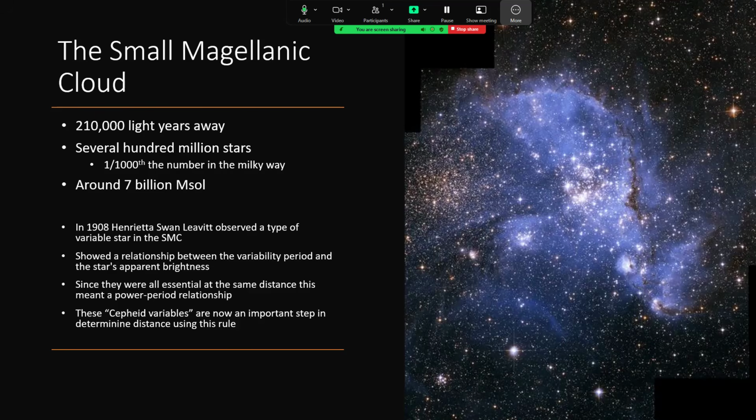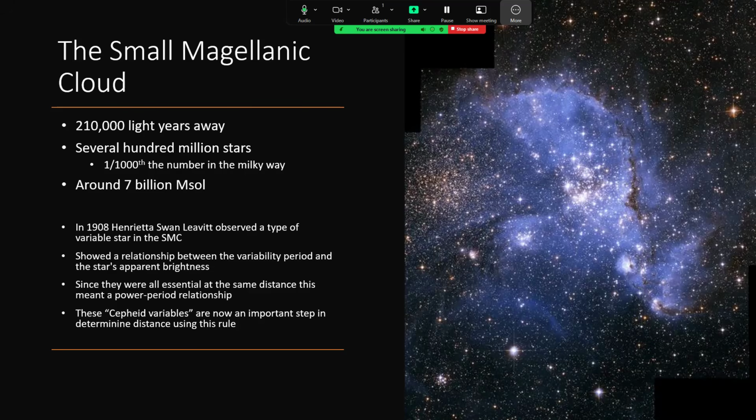But what's more interesting is that when you're looking at the stars, the cluster variables in the small Magellanic Cloud, they're all 210,000 light years away, plus or minus a fairly small amount. So if they all are the same distance away, then their apparent brightness is a direct measure of how powerful they are relative to each other. And so what she discovered was that not only was the apparent magnitude directly related to the period, but the true power output must also be related to the period.